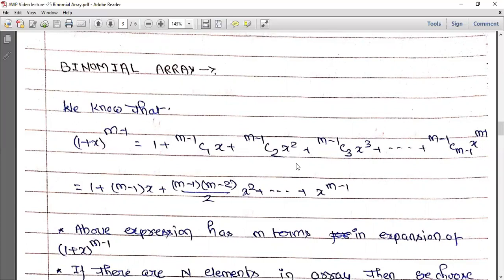Okay, the core idea is here. If you have to find the excitations for a binomial antenna array with capital N elements, what you should do is expand 1 plus x to the power n minus 1, one less than the total number of elements. And the coefficients of every term should be provided to every element.